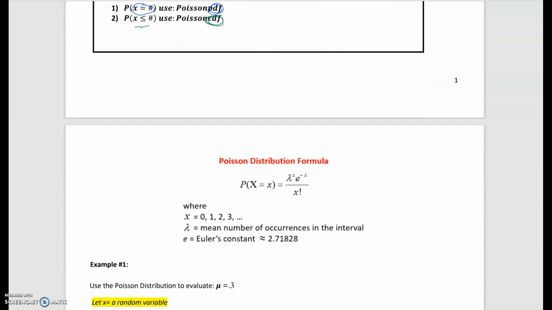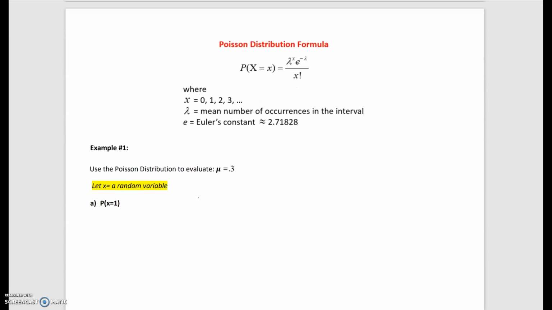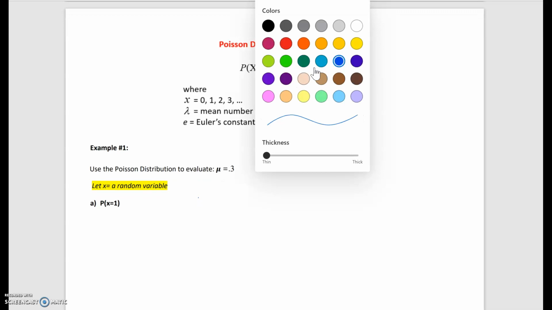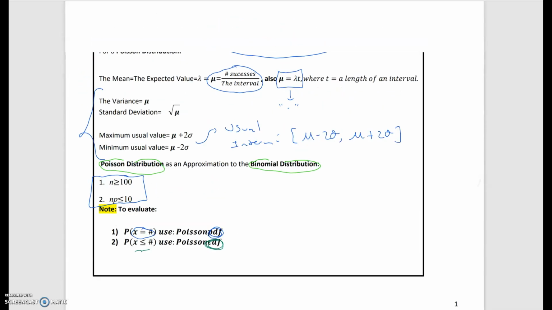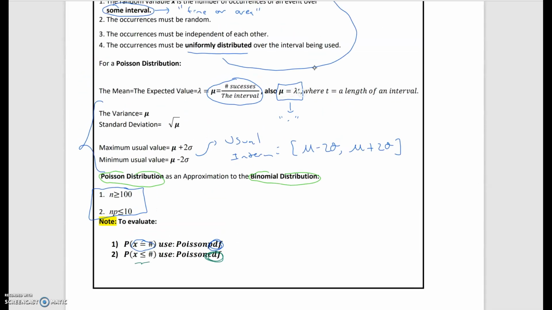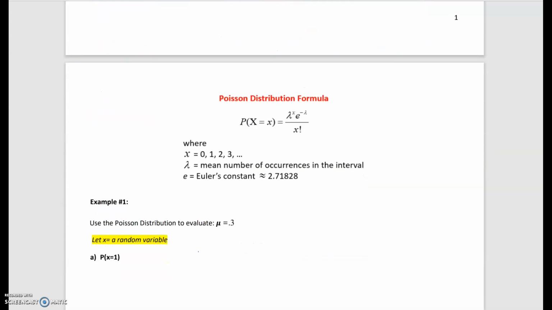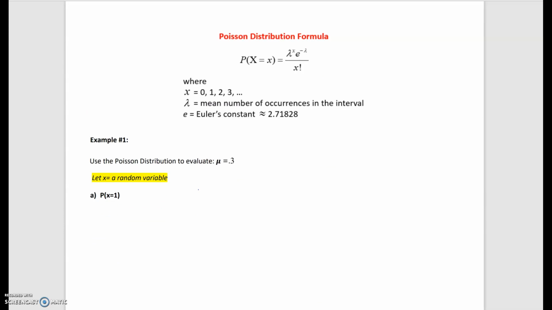Let's take a look at the first problem, and we're going to be using the actual formula, and then I'll show you the code. So in this case, they want us to evaluate x is equal to 1. Now notice the formula uses lambda. And one of the formulas that we have is mu equal to lambda t. Now, if t is not stated in a problem like this, we use the unit of 1. So in this case, use t equal to 1 and mu is equal to lambda t. We do have the mean, so this is 0.3 equal to lambda times 1, which actually means that lambda is equal to 0.3.